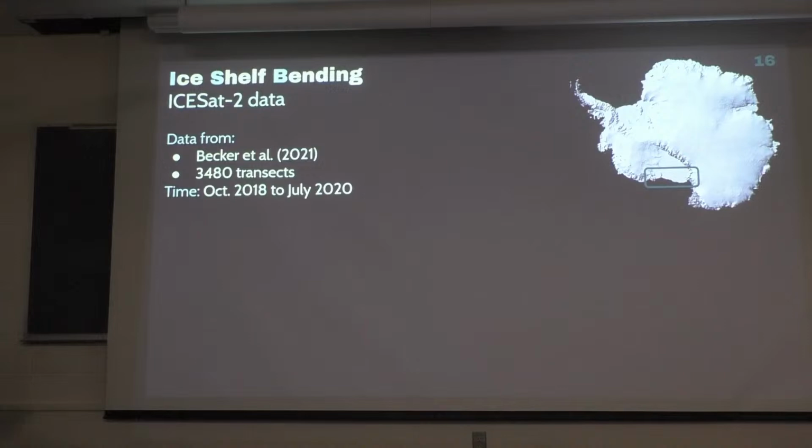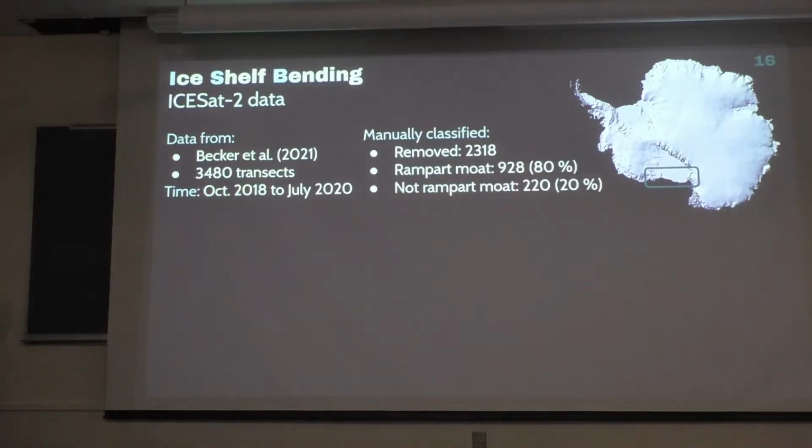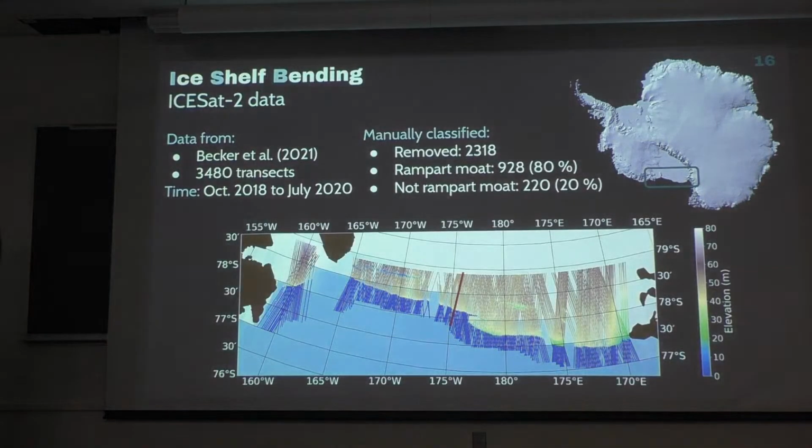So I took the data from Baker et al., from the paper from 2021, which is around 3,500 transects. I manually classified them, which means I removed all the bad transects, like the ones with crevasses in the middle, missing data, just bad transects. And I remained with 1,000 of them, and out of these 1,000, 80% were showing the rainbow profile, and 20% were not showing that. And so this is a map of the Rosyth shelf again, but with all the transects that I kept from ICESat-2.